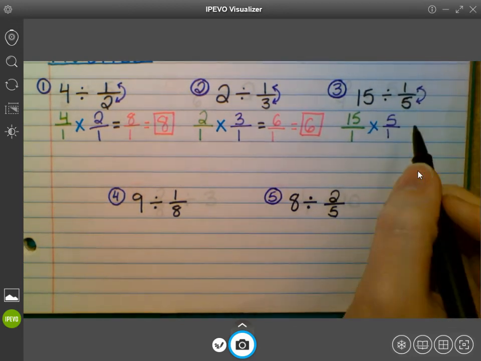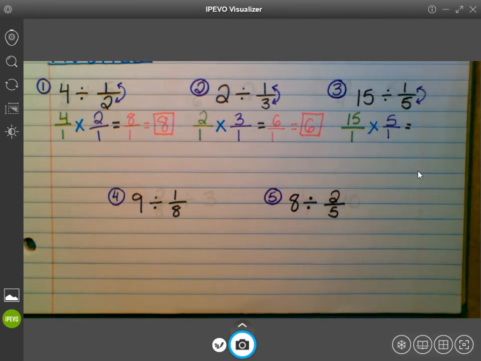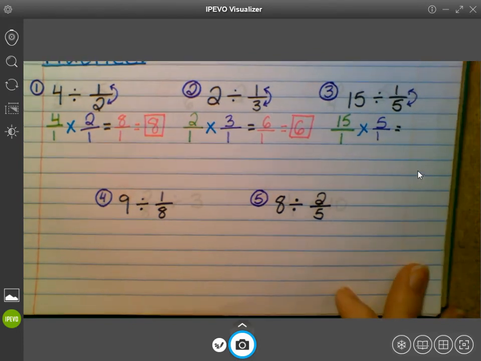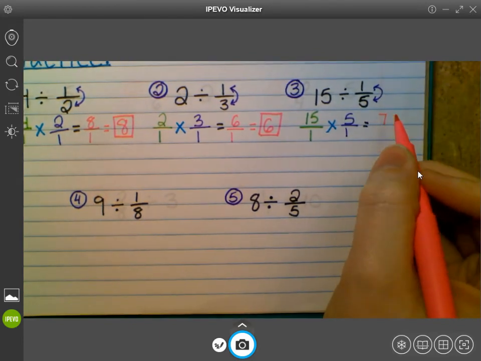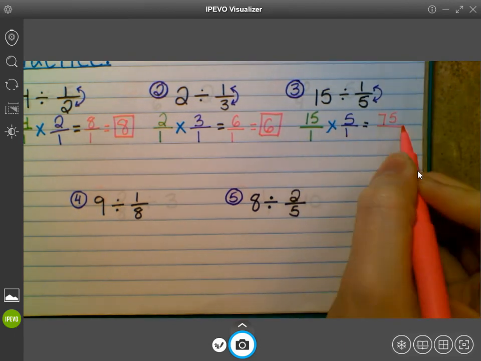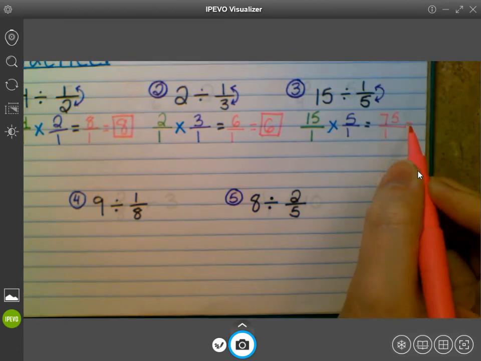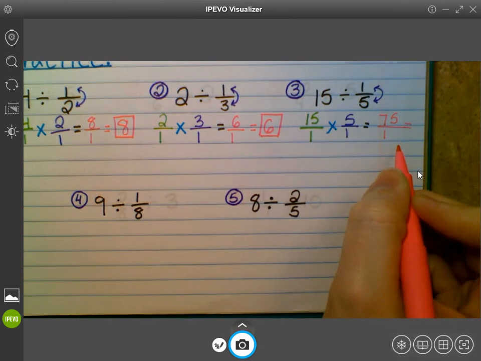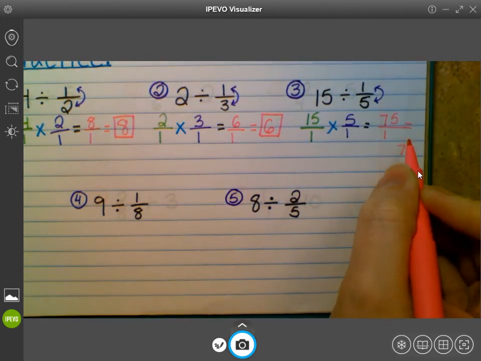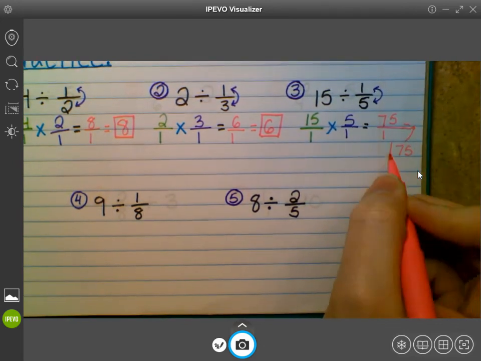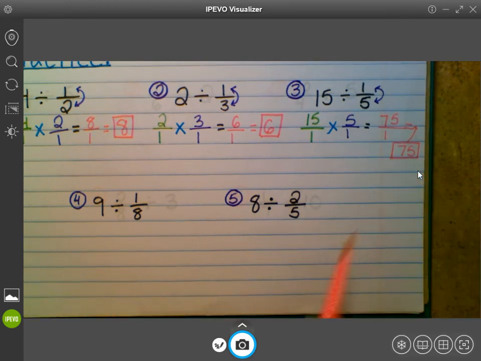And when I multiply, what is 15 times 5, 5th grade? 75. It is 75. You went one more. 75. Yep, 75. And 1 times 1 is 1. So that is the same as what, 5th grade? 75. How many of you got 75 as your answer for number 3?